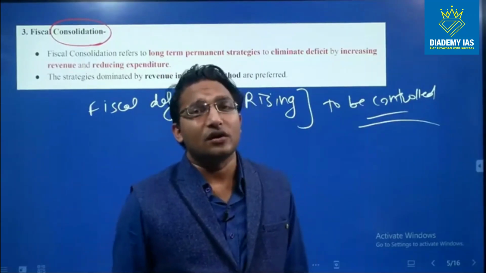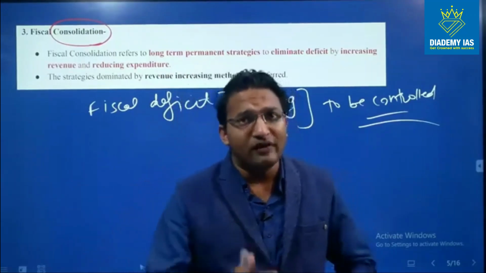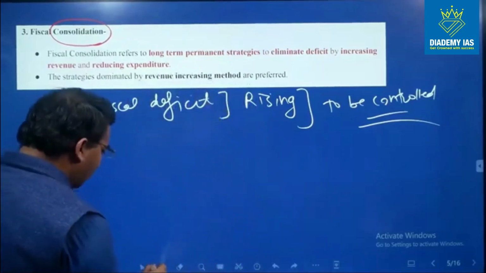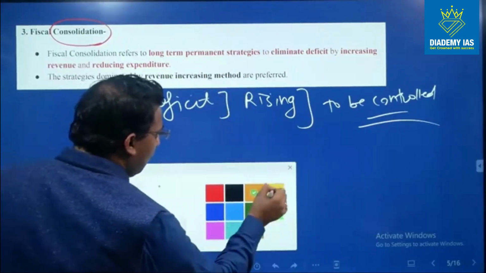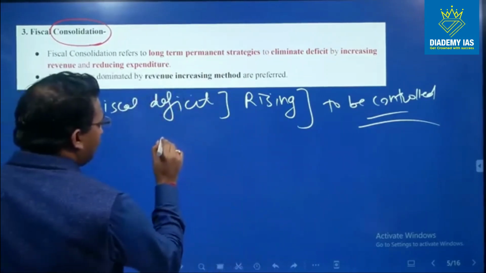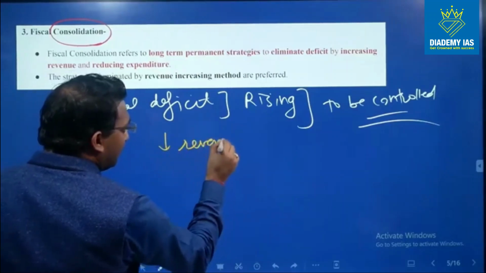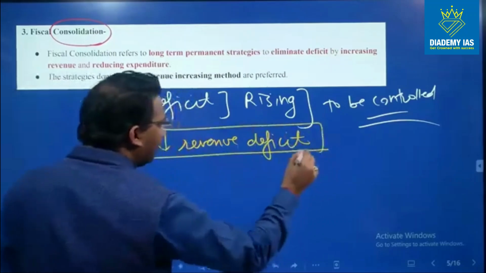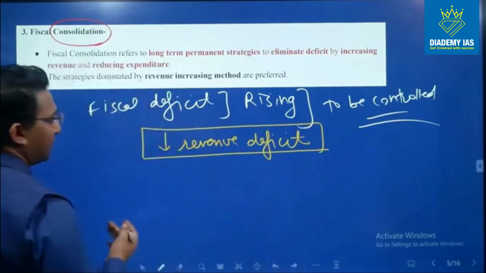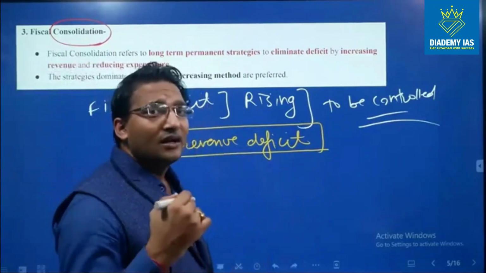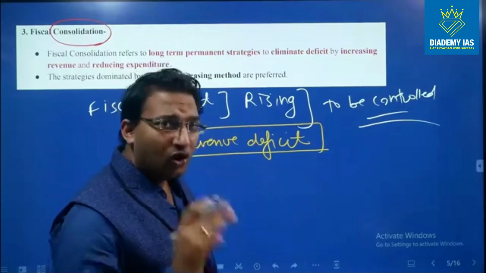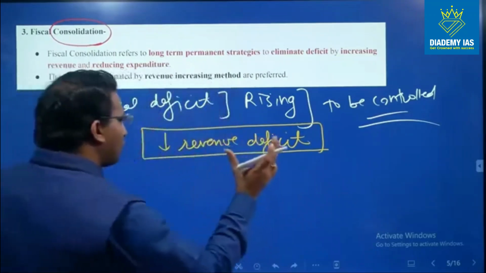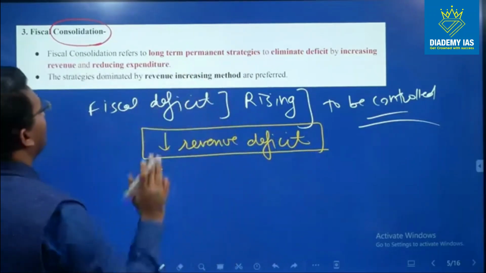Because fiscal deficit is not good for these three reasons, the government always tries to reduce the fiscal deficit in the long term. In the long term, the fiscal deficit can be controlled especially by reducing the revenue deficit, right? Revenue deficit is part of the fiscal deficit. Fiscal deficit is the total, overall deficit, and revenue deficit is basically a part of it. What is revenue deficit? Revenue deficit means when the revenue receipts are less than the revenue expenditure, or when revenue receipts are not able to meet the revenue expenditure. So we want to reduce the revenue deficit if we want to do fiscal consolidation.